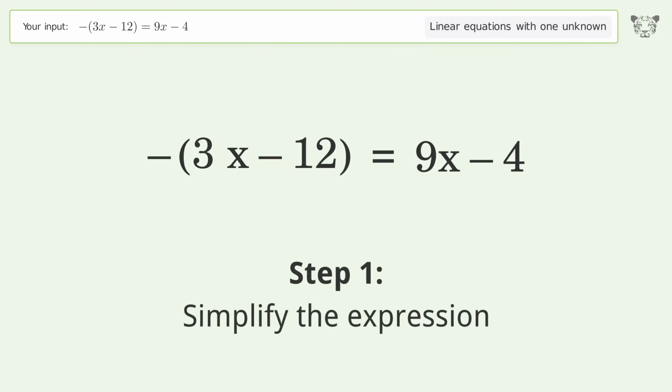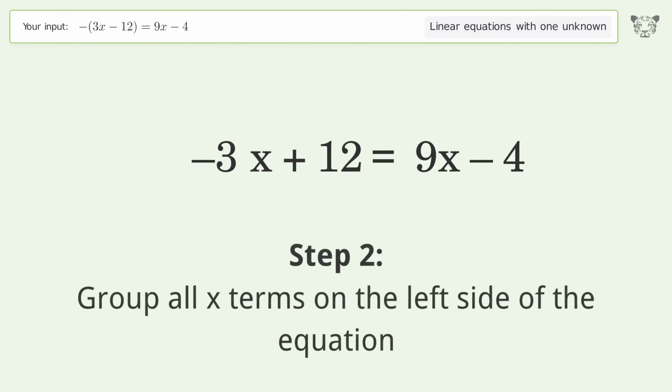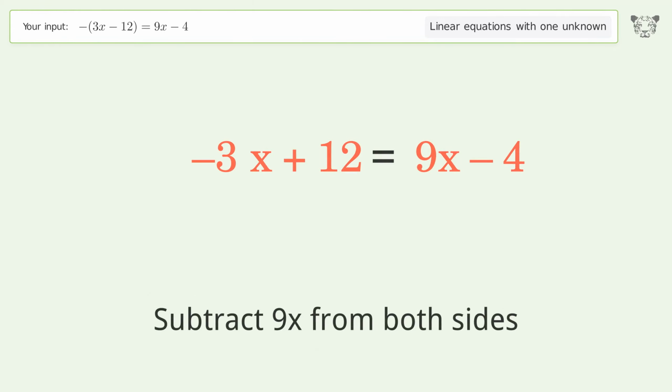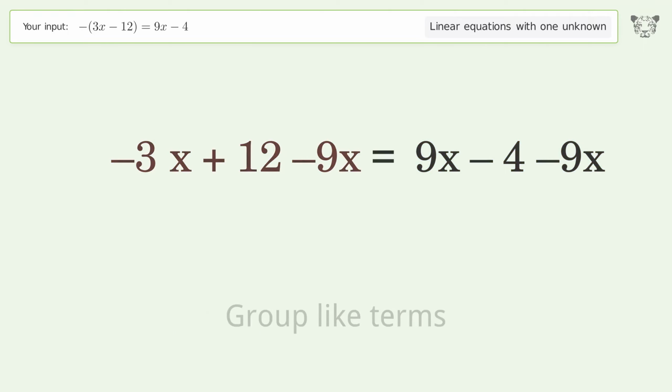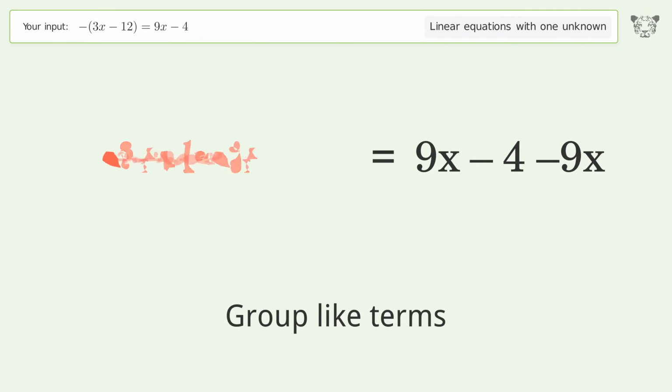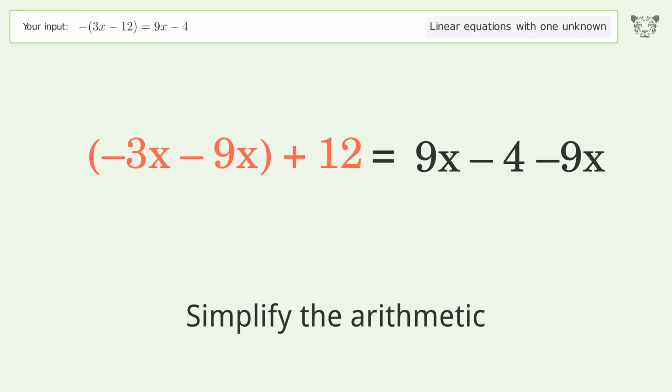Simplify the expression. Expand the parentheses. Group all x terms on the left side of the equation. Subtract 9x from both sides. Group like terms. Simplify the arithmetic.